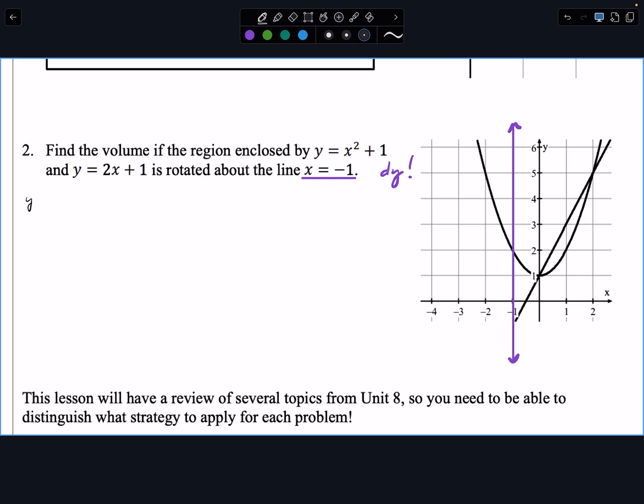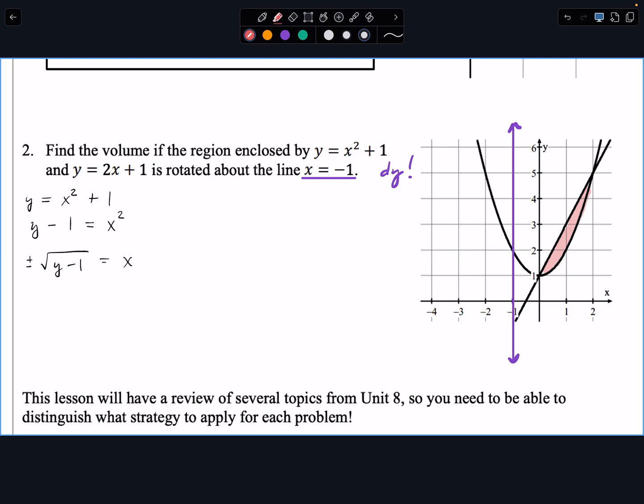So y is equal to x squared plus 1. Subtract 1 from both sides. Square root. Now, if I'm looking at the region that is enclosed, are we comfortable with the fact that this is the region that I'm going to spin?